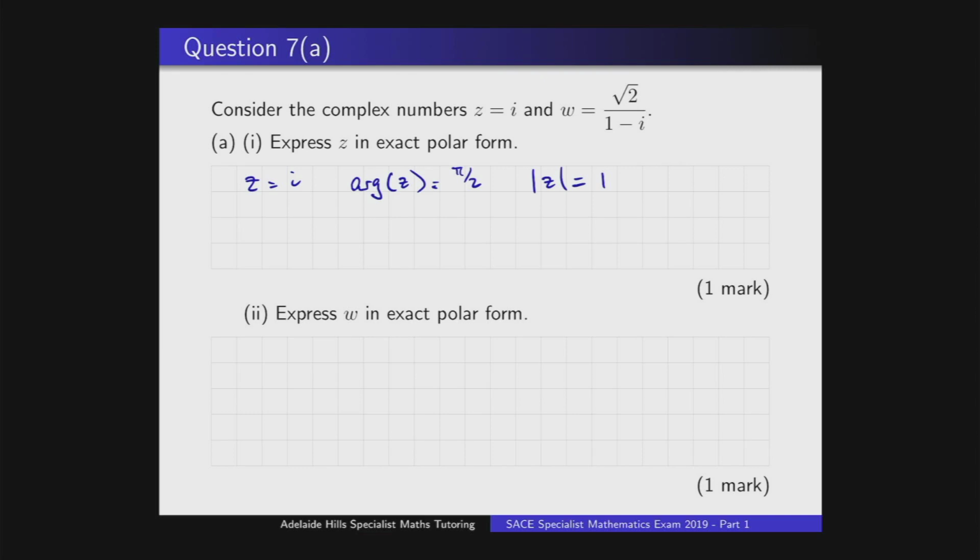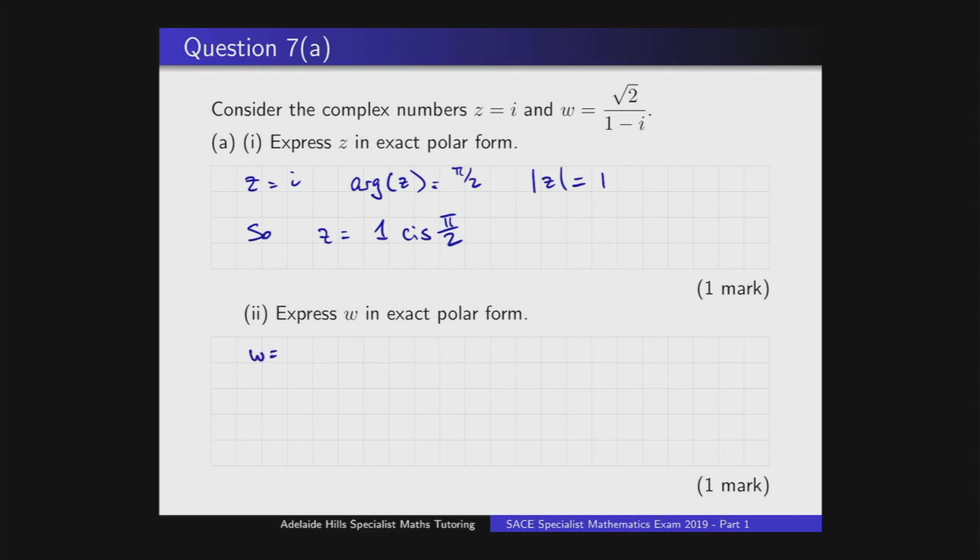And so if we want to write z then in polar form, we'd write it as r, in this case r is 1, and then cis pi over 2. Okay, so that's the first part. Now we want to do the same thing in part 2, except now we're going to be dealing with w.